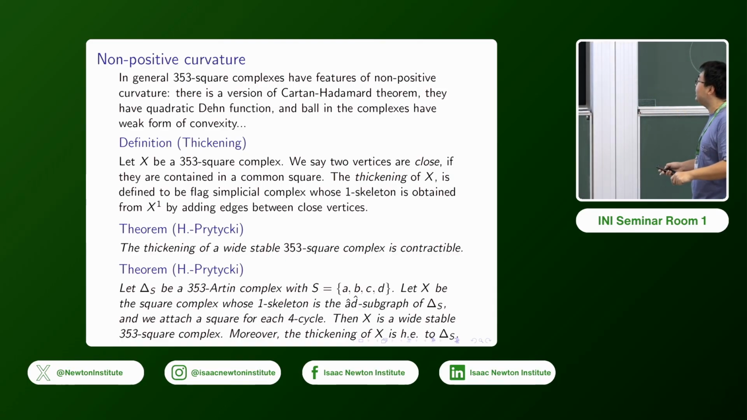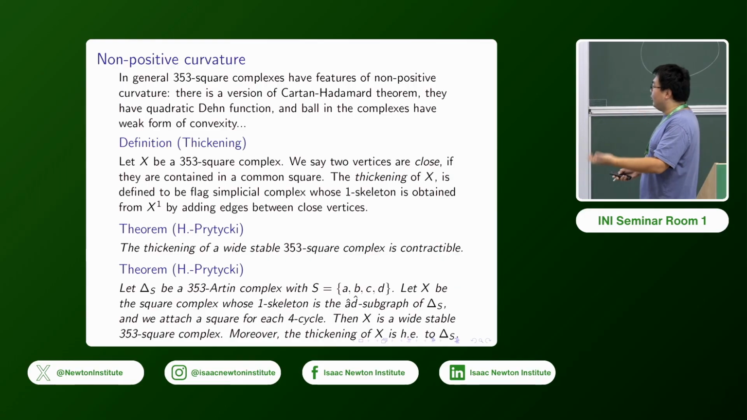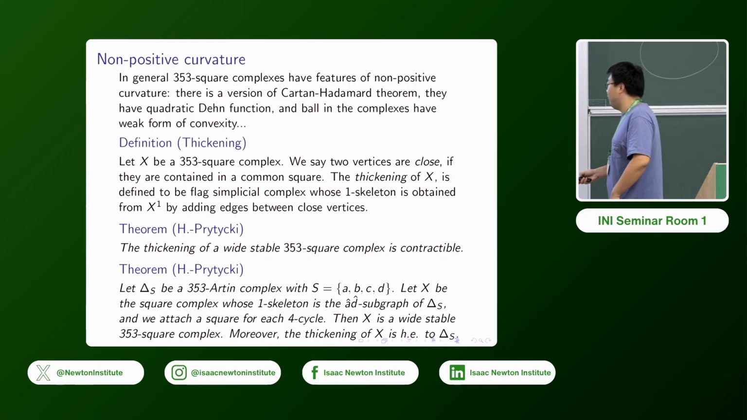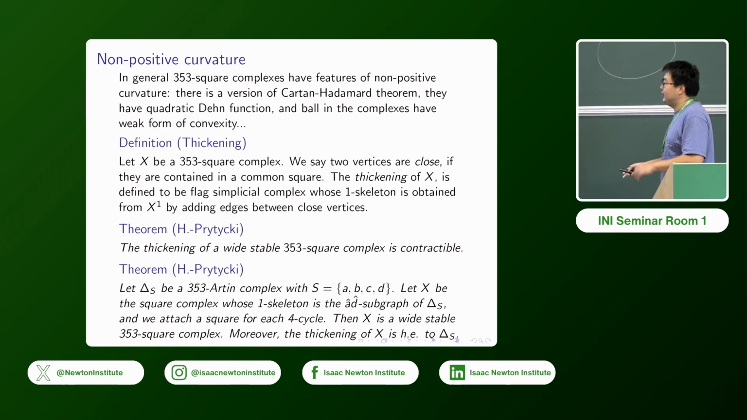So this is what I call the AD subgraph. Now I take that as the one skeleton of my square complex, and I attach a square for each 4-cycle. And now I get a square complex. It turns out that this square complex is a 353 square complex, and moreover, the thickening of X is homotopy equivalent to the Artin complex. So if you put these two things together, you will finish the proof that this complex is contractible.